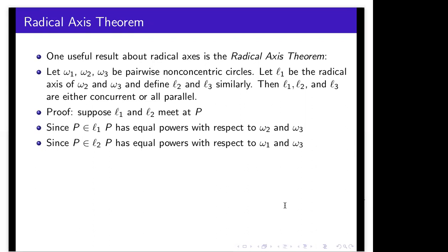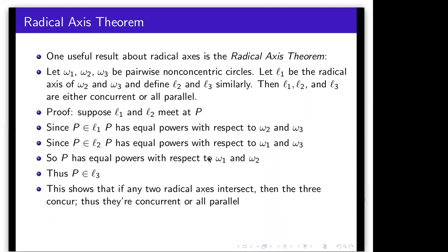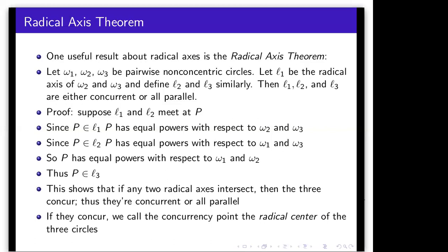Now we can use these equalities. P has the same power with respect to omega 1 and omega 2. By definition, this means that P lies on the radical axis of omega 1 and omega 2, which is L3. So if any two of the radical axes intersect, then their intersection lies on the third radical axis. So if two of these radical axes intersect, then all three are concurrent. Otherwise, none of the radical axes can intersect, which means that the three radical axes have to be all parallel.